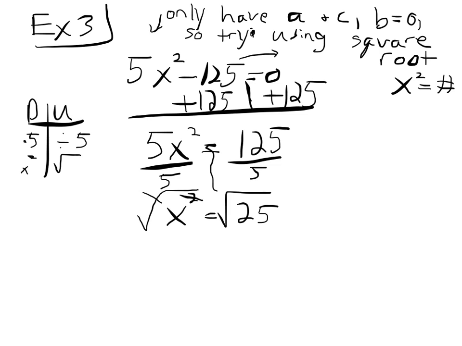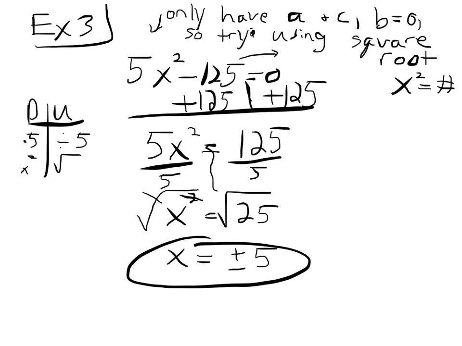Okay, so I'm left with x is equal to, now don't forget, your answer is not just 5. Okay, your answer is 5 and negative 5. So again, we show that as plus or minus 5. Okay, and that would be your answer.